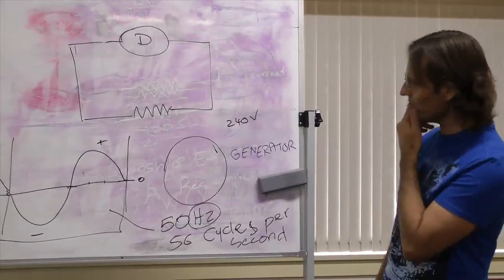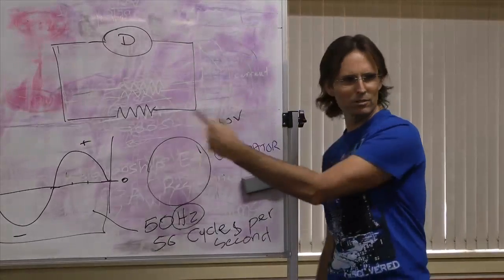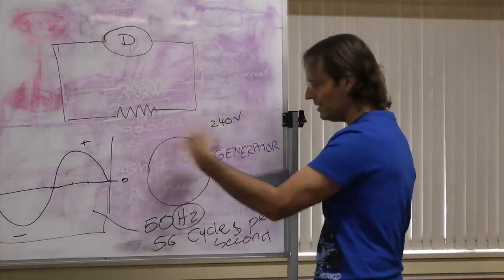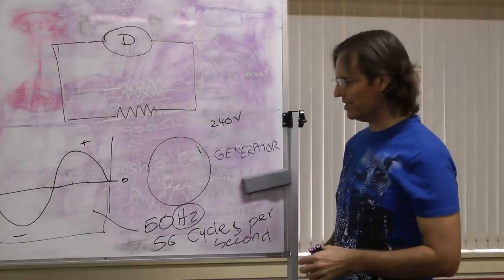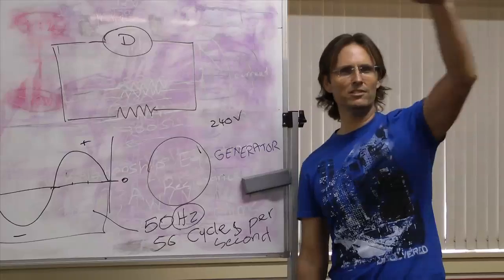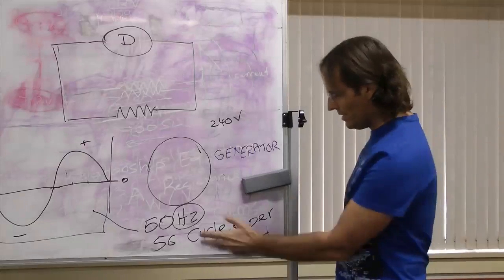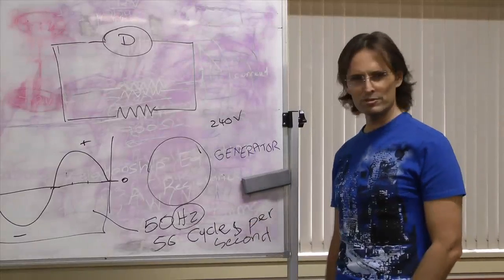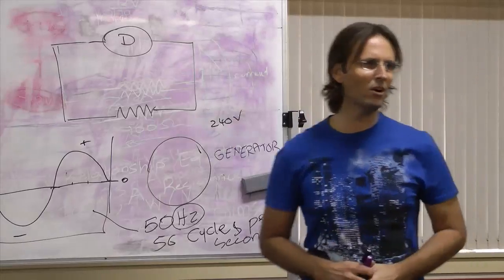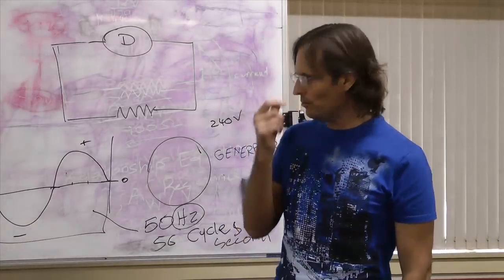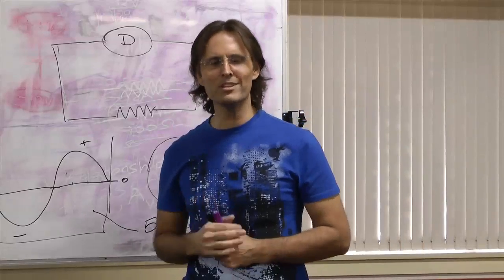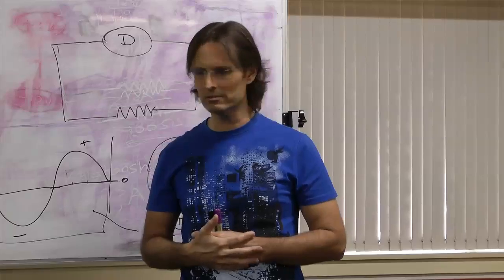Okay, so we have this generator, or in a car, it's called an alternator, that is now generating electricity. In the case of the generator that generates electricity for our houses, it's back at the power station, and it's cycling at 50 cycles per second. Why do they cycle it? Well, there's a very, very good reason why power is cycled.